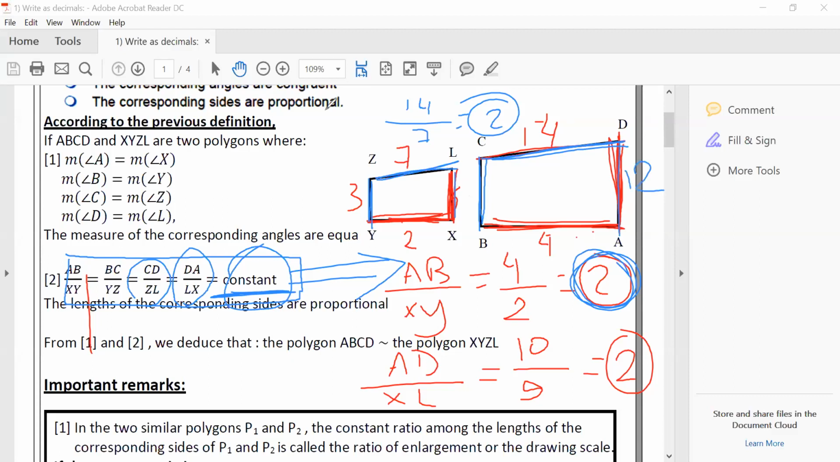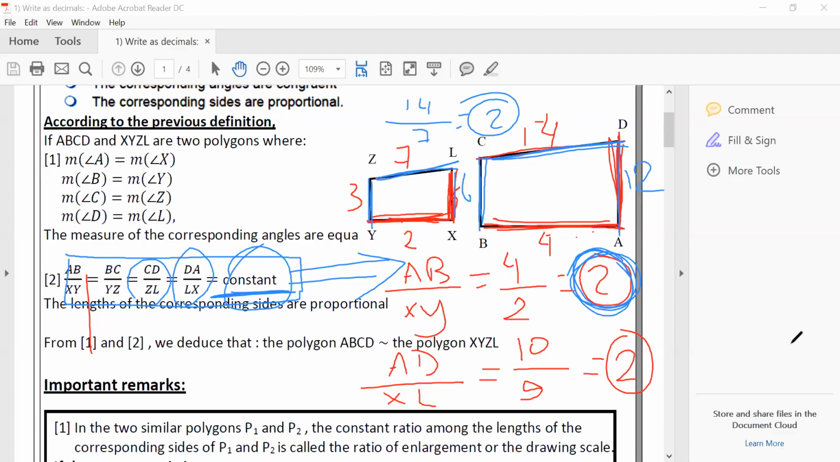For the same example, if my constant is 2, can anyone tell me? 6. 6, exactly. It will be 6, okay? So the meaning of corresponding sides are proportional means that the ratio between any two sides from the first one over the second one must give me a constant number between all the sides, okay? If these two conditions happen, then the two polygons are similar.